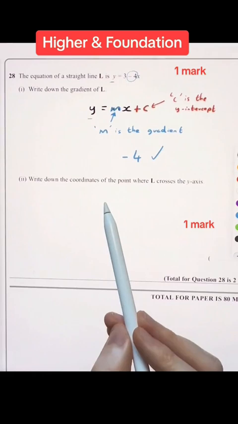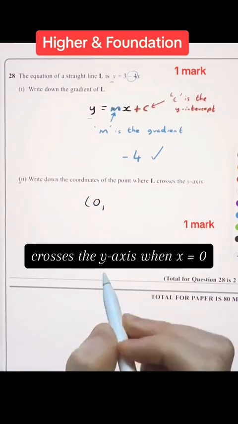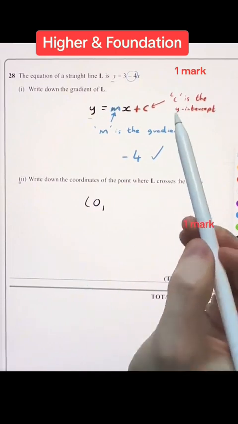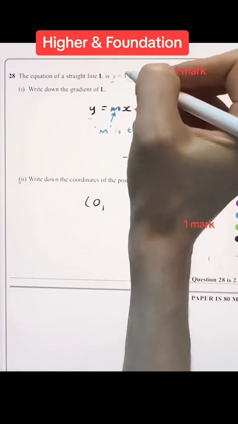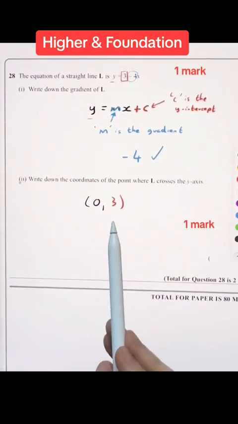Part 2. Write down the coordinates of the point where L crosses the y-axis. Well, it always crosses the y-axis when x equals 0. So the x coordinate will always be 0. And where it crosses the y-axis is what we call c, the y-intercept. In this case, c is our number term, which is positive 3. Therefore, the coordinates are 0, 3.